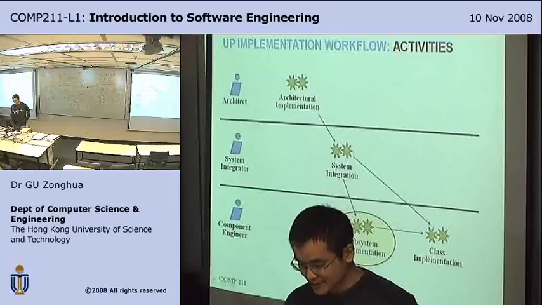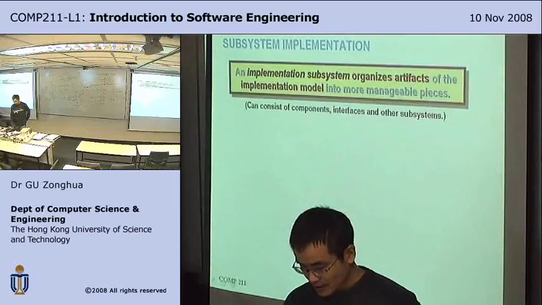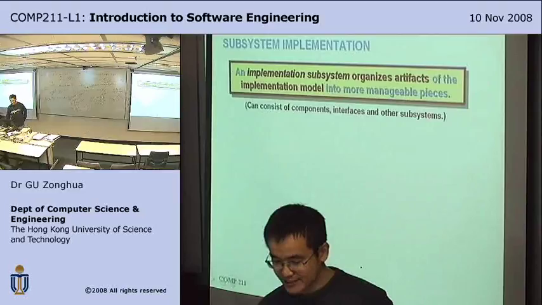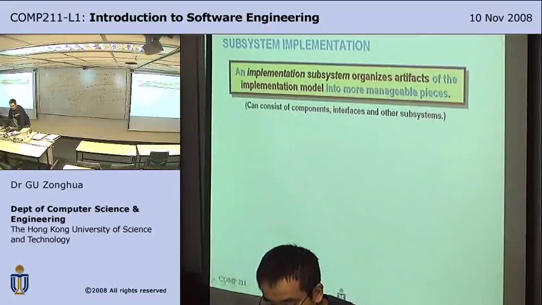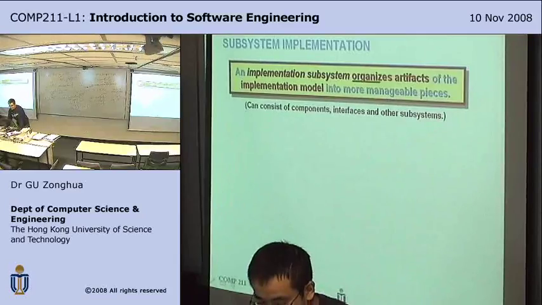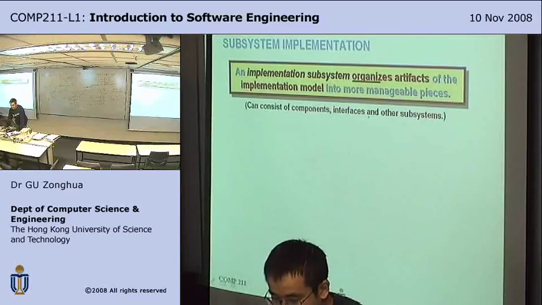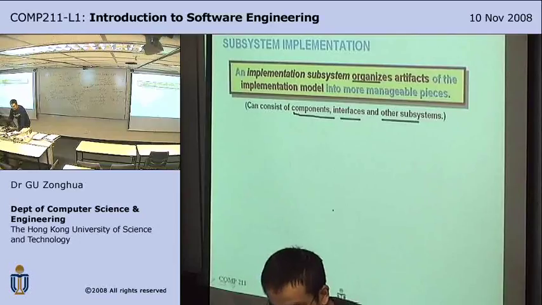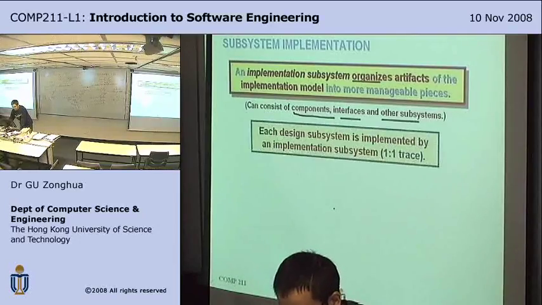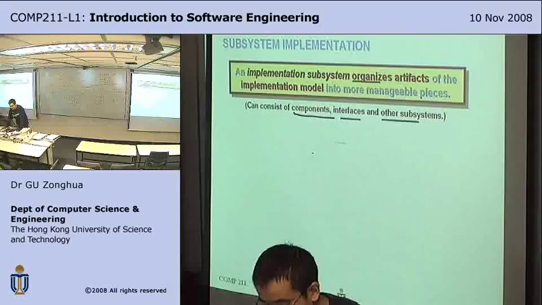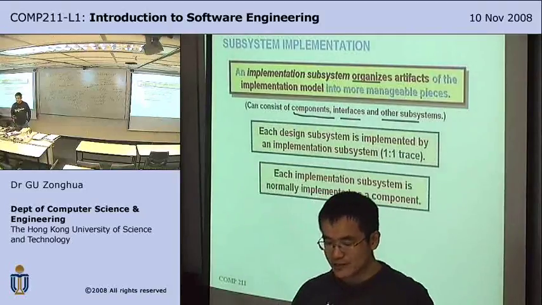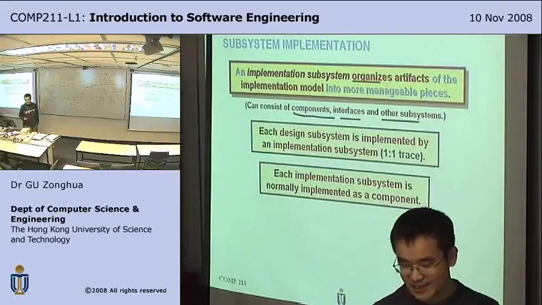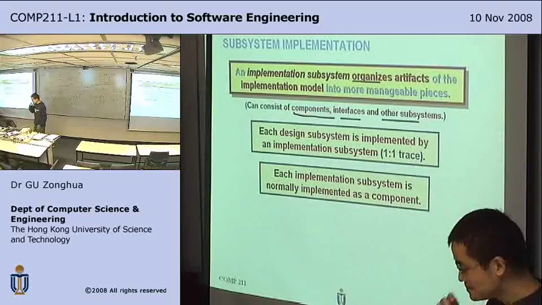So subsystem implementation is when it's an implementation subsystem, as opposed to a design subsystem. This organizes artifacts of the implementation model into more manageable pieces. It can consist of components, interfaces, and other subsystems, that is, other implementation subsystems. Each design subsystem is implemented by an implementation subsystem. That's a one-to-one traceability relationship between these two.